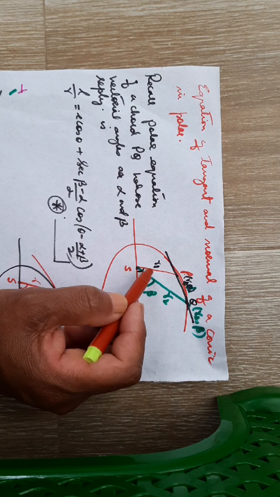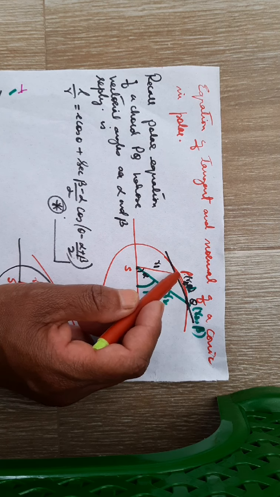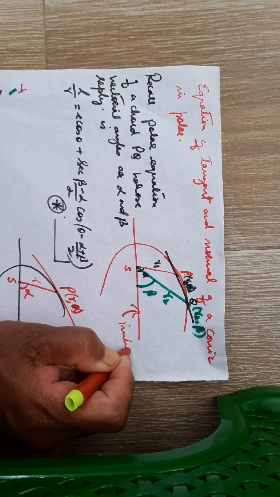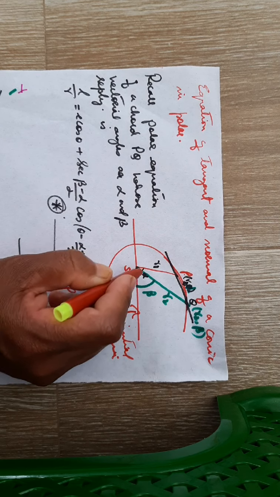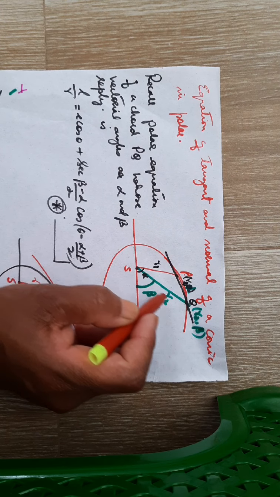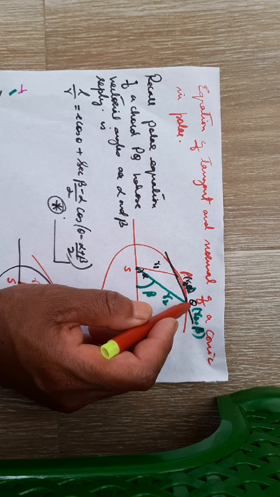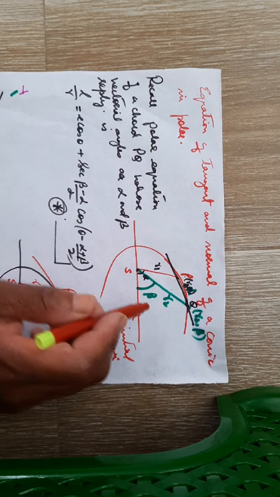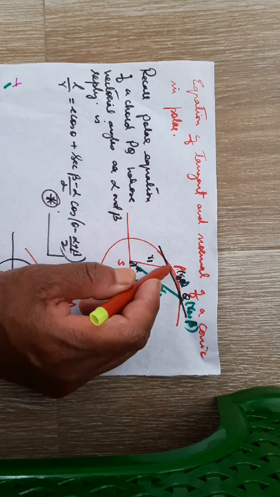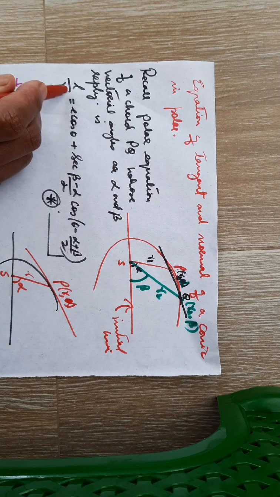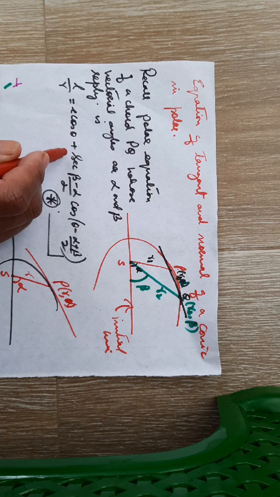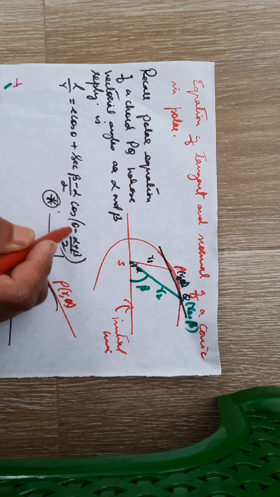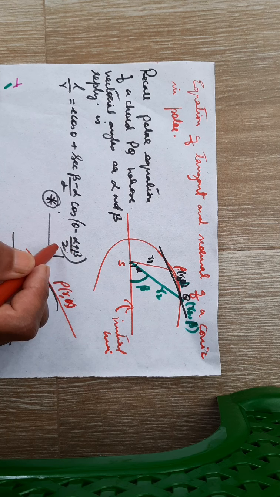Then PS will be equal to R1, and the angle made by PS with respect to the initial line is alpha, and QS is equal to R2, and the vectorial angle made by this QS with respect to the initial line is beta. Then the equation of the polar of the chord PQ will be given by the formula L by R is equal to E cos theta plus secant of (beta minus alpha) by 2 times cos of (theta minus (alpha plus beta) by 2).